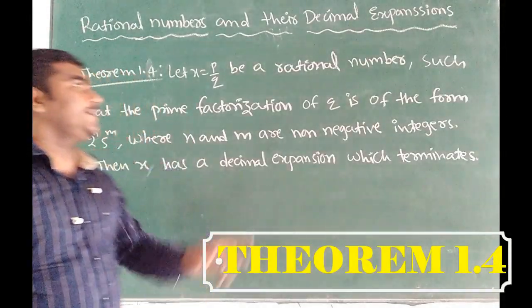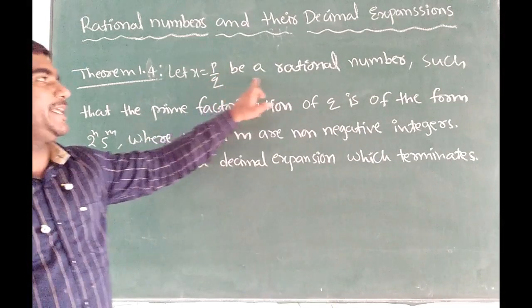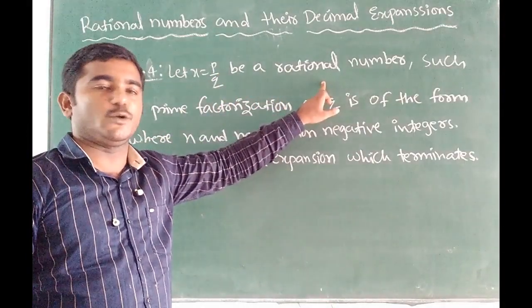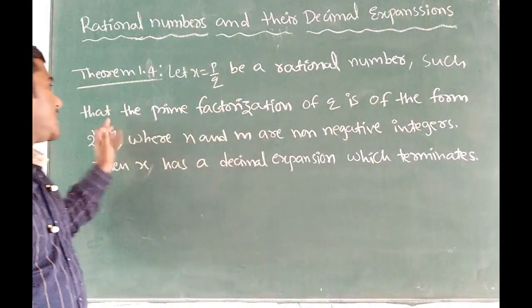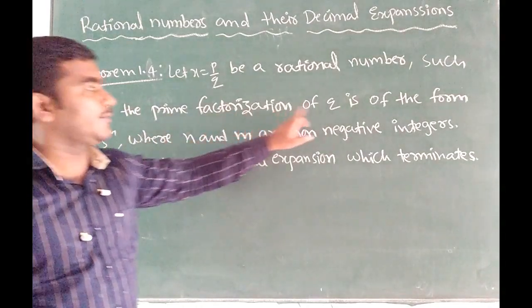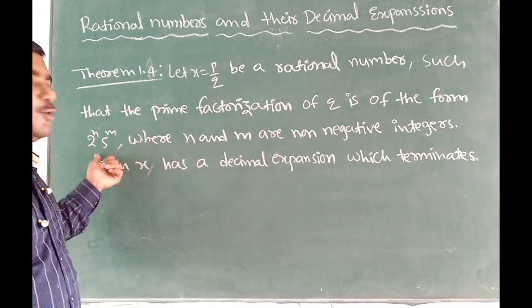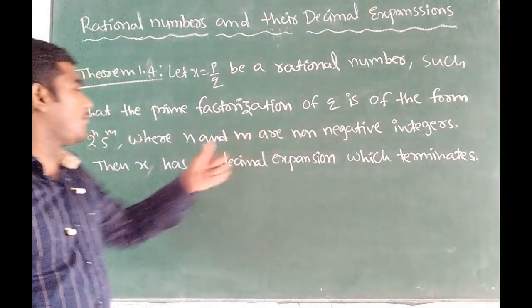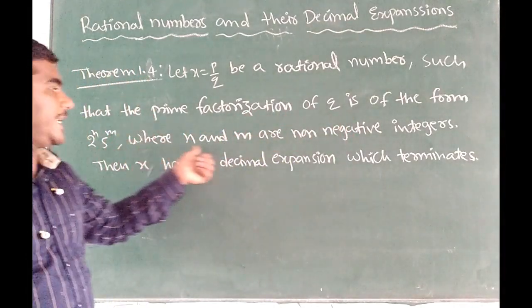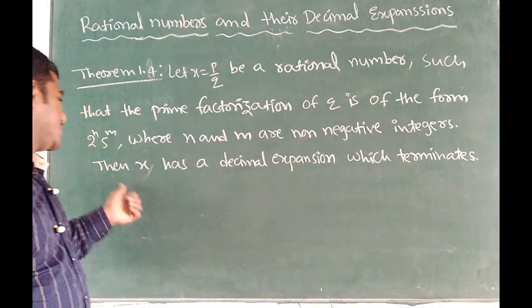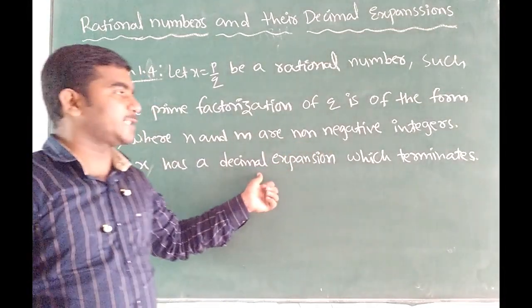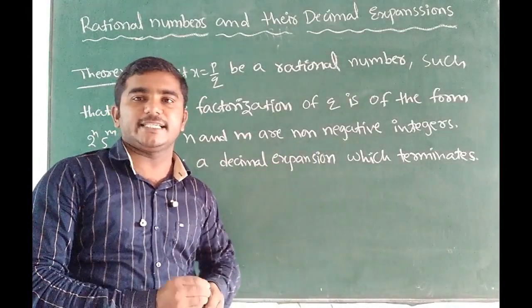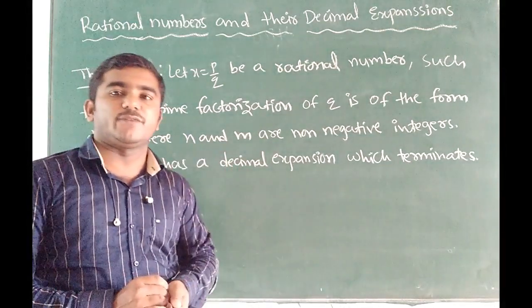What is theorem 1.4? Let x equal to p by q be a rational number such that the prime factorization of q is of the form 2 power n into 5 power m, where n and m are non-negative integers. Then x has a decimal expansion which terminates. It is just the reverse of theorem 1.3.